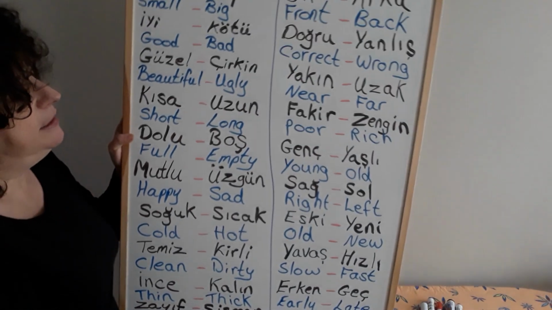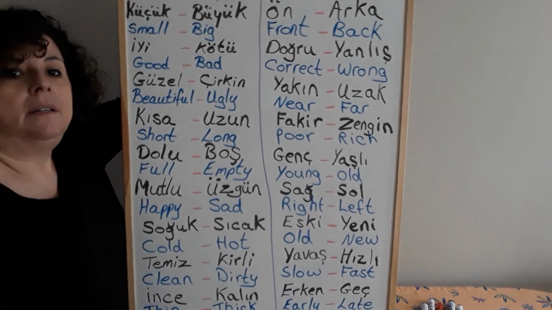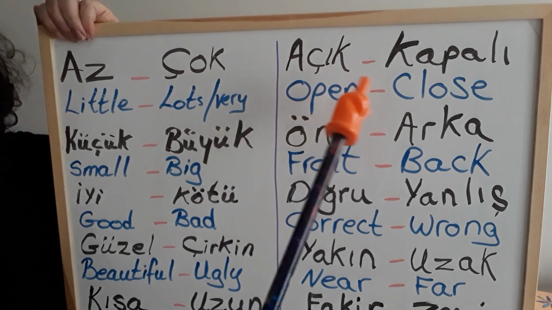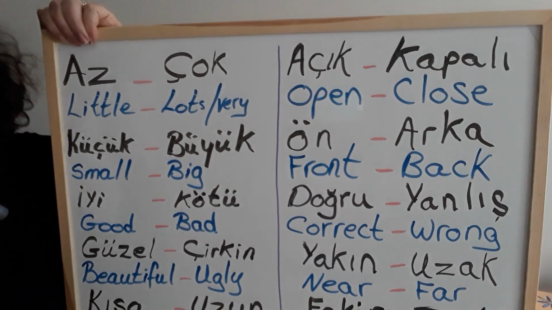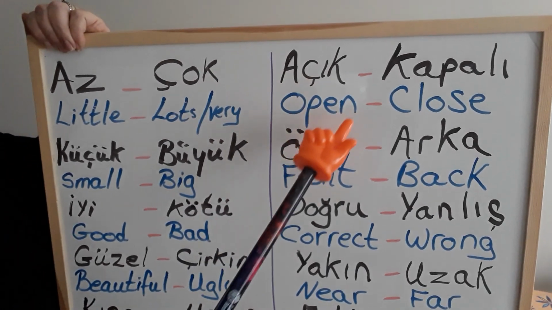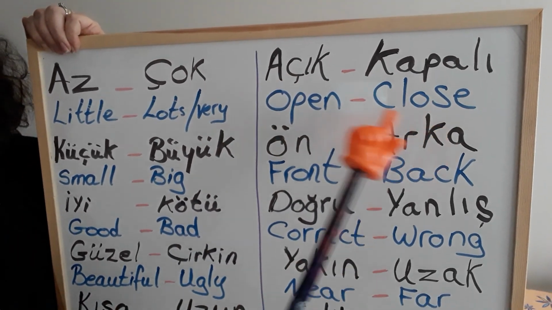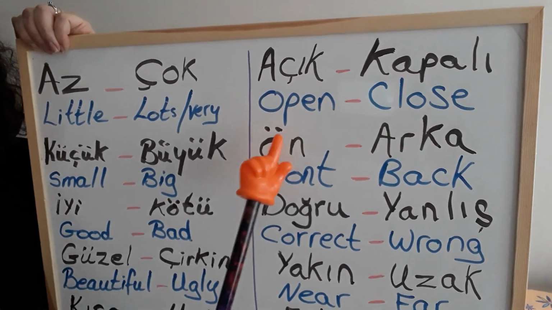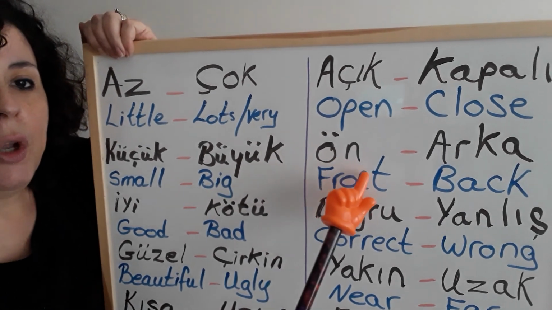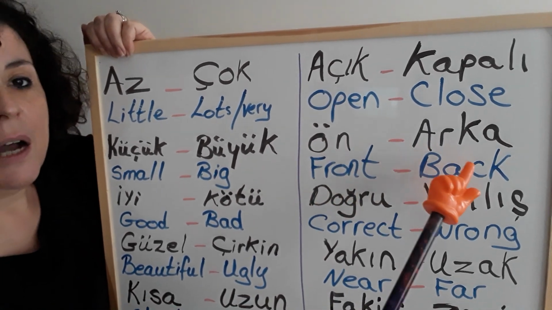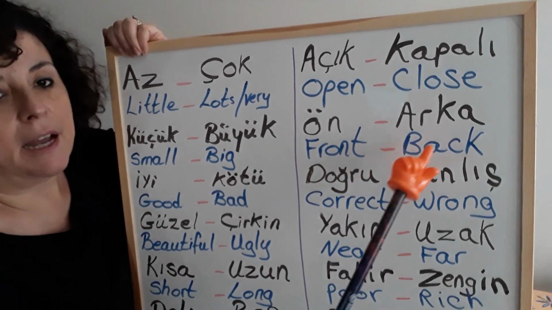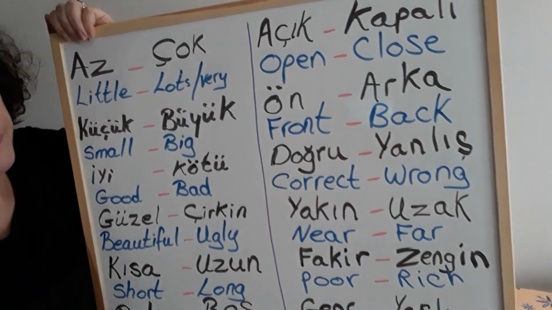Now we go to the other side. Again, I think I need to bring the board down a bit. So we've got açık, kapalı. You normally get that on a shop's window, on the door. Açık means open, kapalı means closed. Açık, kapalı, open, closed. Ön, arka. Ön is front, arka is back.